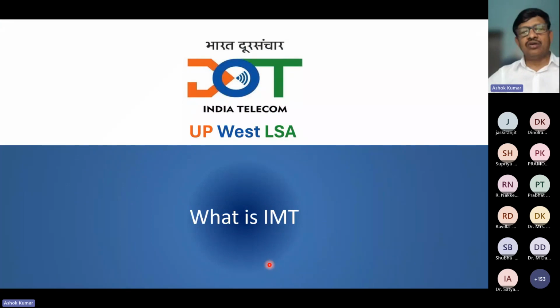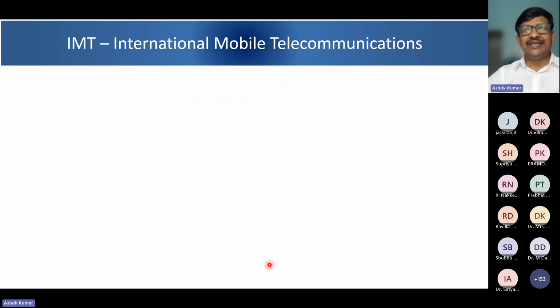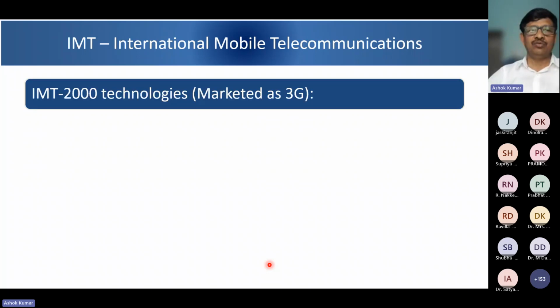Now let's talk about IMT itself. As I discussed, IMT means International Mobile Telecommunications. This is the name given by ITU for mobile. Let's look at 3G onwards, the technologies which got approved by ITU. For example, 3G was called IMT 2000 technologies by ITU. So the ITU terminology for 3G is IMT 2000.